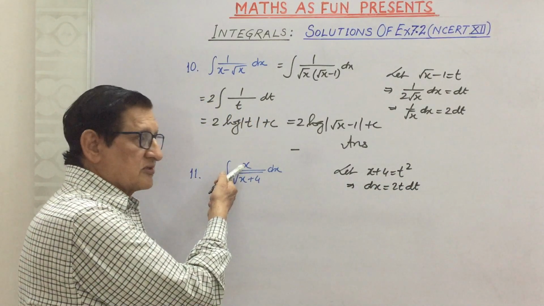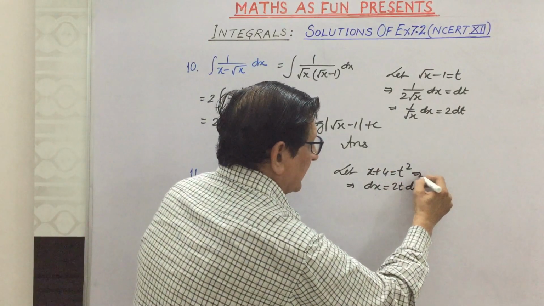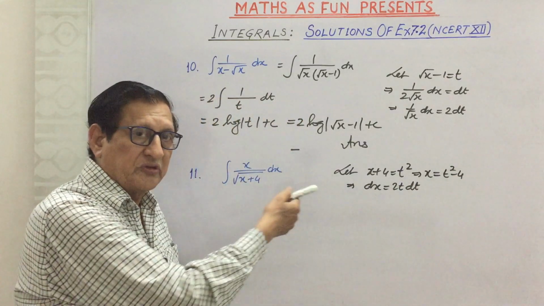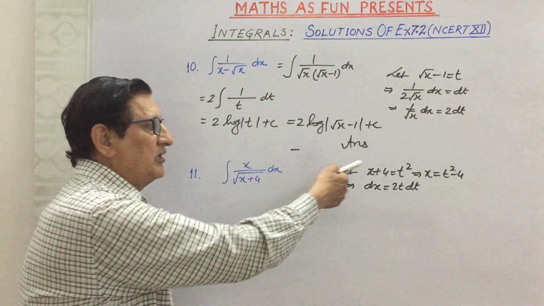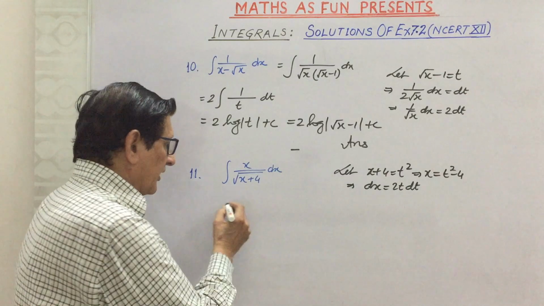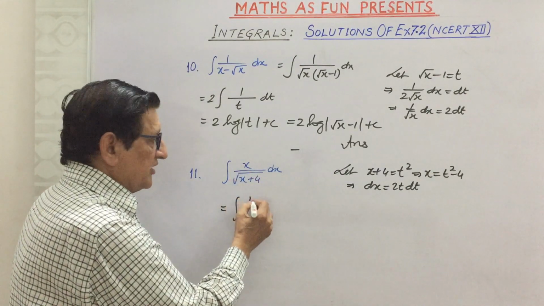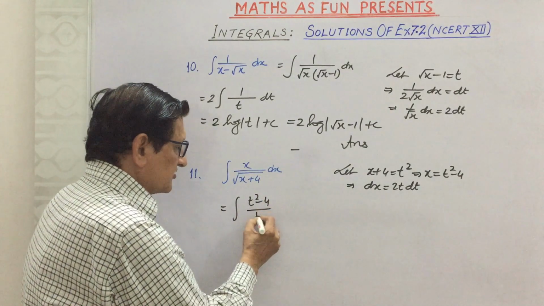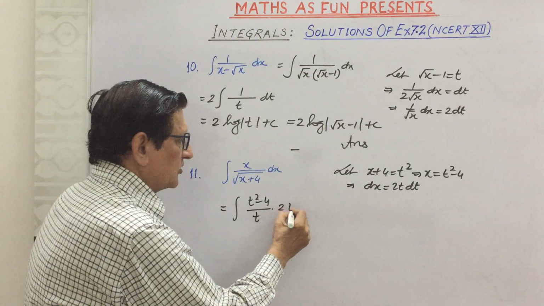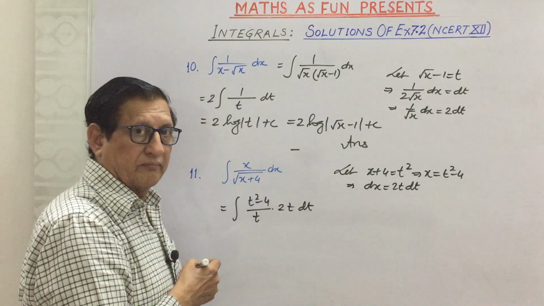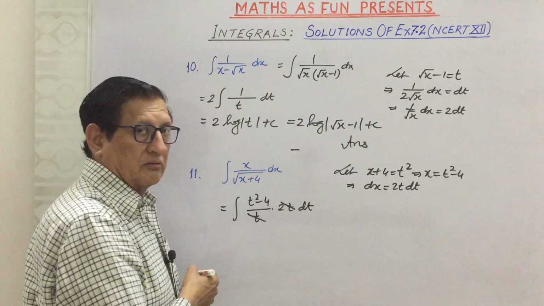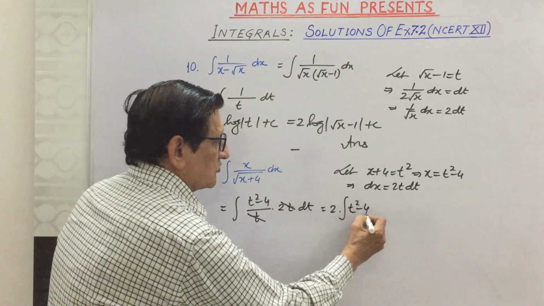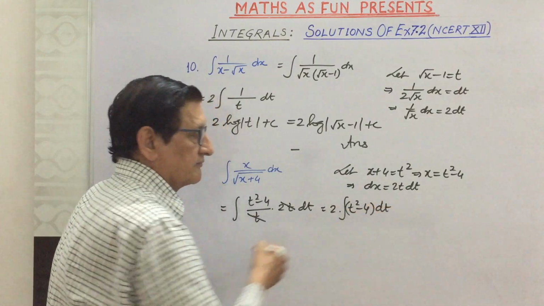But here we have x, so we can find the value of x from here in terms of t, that is t square minus 4, because we have to make this complete function as of t. So we write here, this is t square minus 4. Root x plus 4 is t, and dx is 2t dt. This t and t cancel. 2 in multiplication, and here we have t square minus 4 dt.